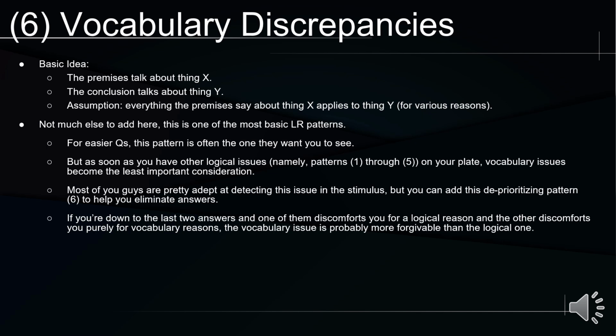If answer choice B says something logical that you don't really like the logic of, that's probably a worse problem than, oh, I really wish answer choice E had used this word instead of this other one that they chose.